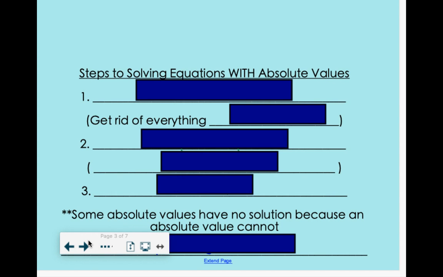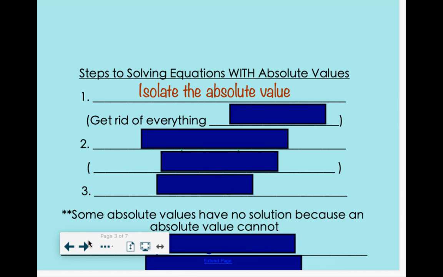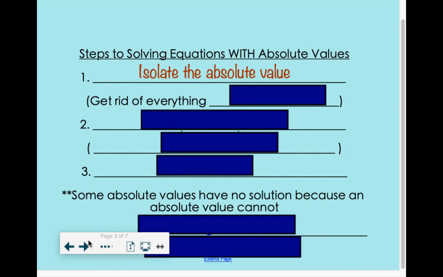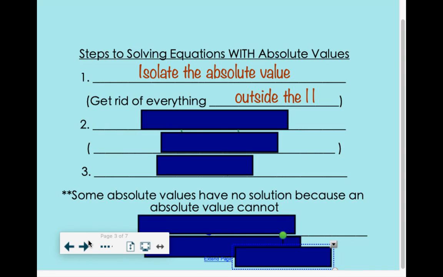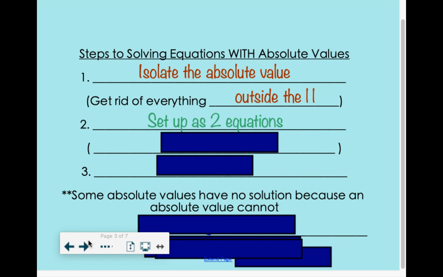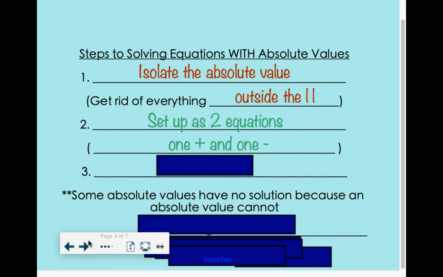So, this is the same as yesterday. I'm just reminding you. First thing you're going to do is isolate the absolute value. Get it by itself. Okay? You're getting rid of everything outside. Today, there's actually an inside. So make sure you're only getting rid of the stuff outside the two bars. Okay? You can kind of think of them like parentheses. Get rid of everything outside the parentheses, so to speak. Then, we're going to want to set it up as 2 equations. And just like we said in our bell ringer, those 2 equations are one positive and one negative.